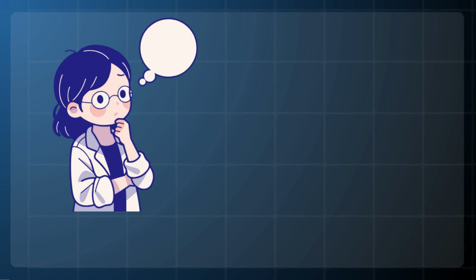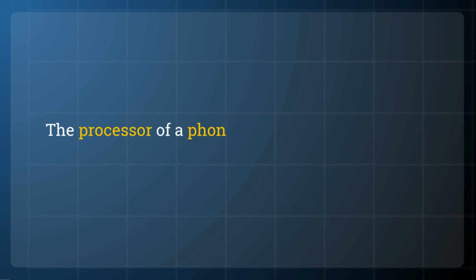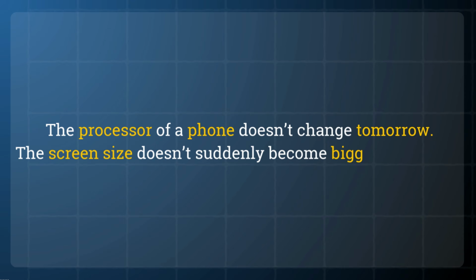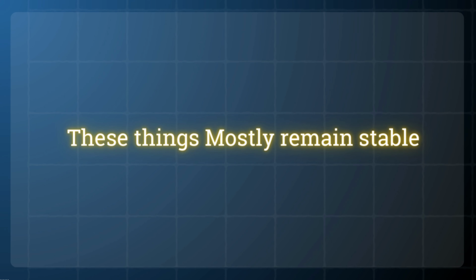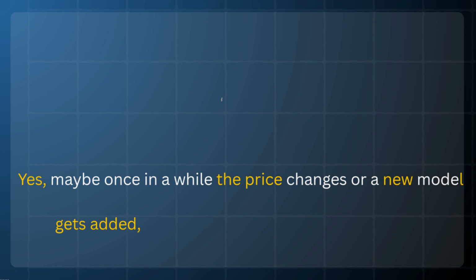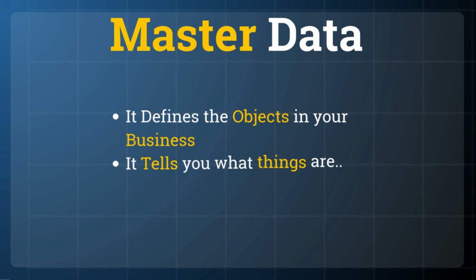Now think about it carefully. Do these details change every day? No. The processor of a phone does not change tomorrow. The screen size does not suddenly become bigger next week. These things remain mostly stable. Yes, maybe once in a while the price changes or a new model gets added, but generally this data does not change frequently. That stable reference type of data is called master data. Master data defines the object in your business. It tells you what things are.